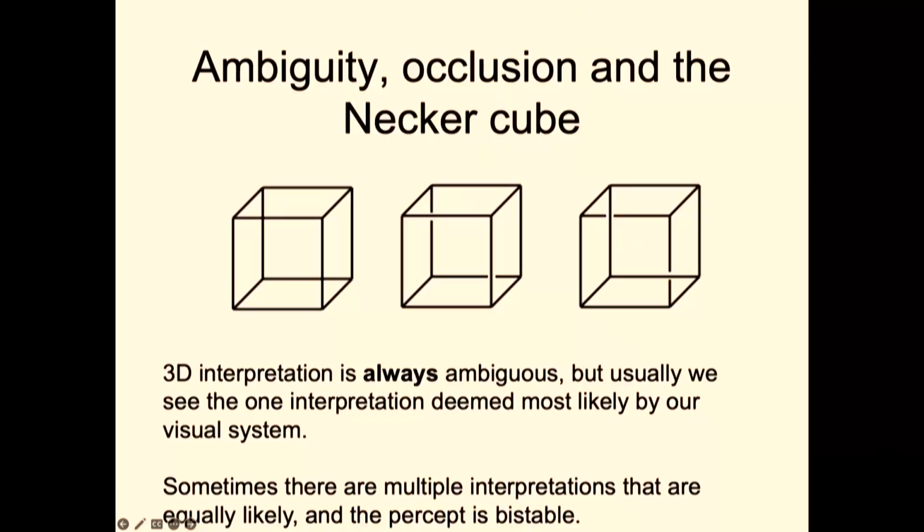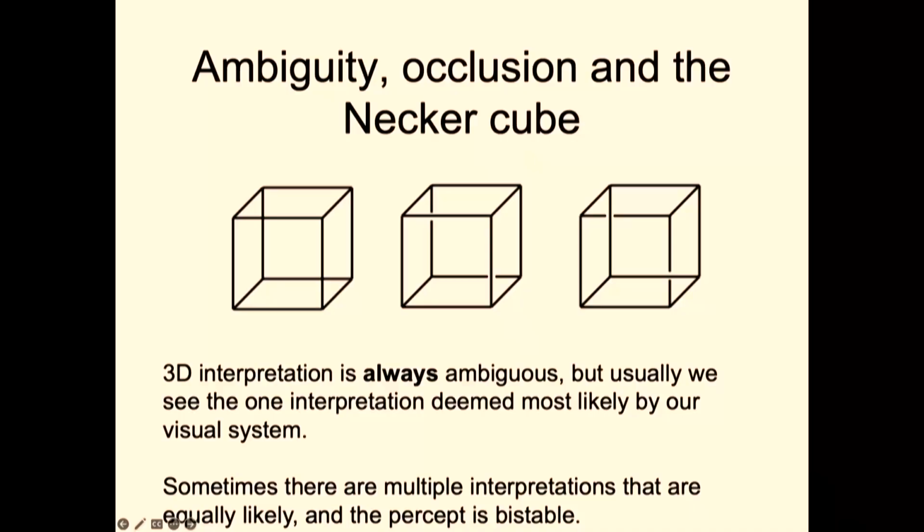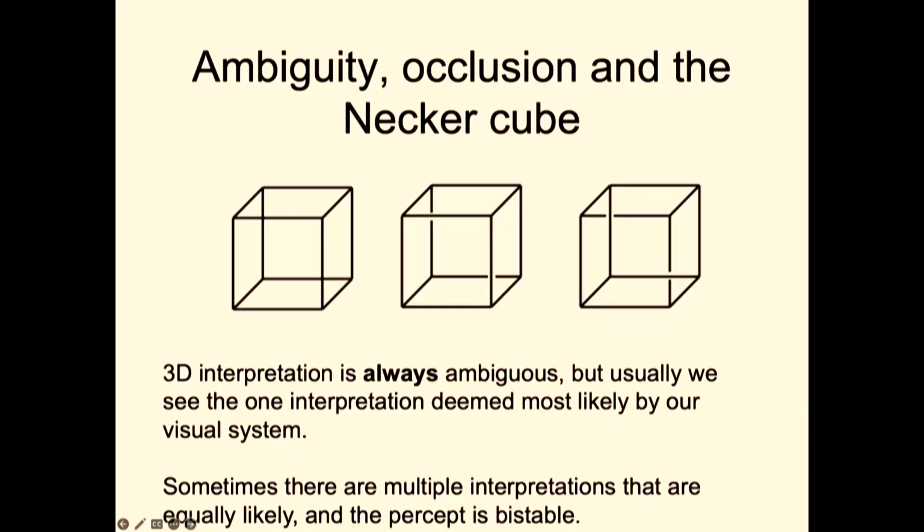And then the thing that we'll end with here is this issue of ambiguity and bistability. One of the amazing things about perception and vision in particular is that we're constantly solving these inverse problems. Three-dimensional interpretation in the world is always ambiguous, especially if you look at the world with one eye. There are lots of different possible three-dimensional structures that are consistent with the image that you observe. But usually we see the one interpretation that is deemed most likely by our visual system. So vision is typically quite stable. But sometimes, especially in these more impoverished displays that we often make use of in perceptual science, there are multiple interpretations that are equally likely, and the percept is bistable.